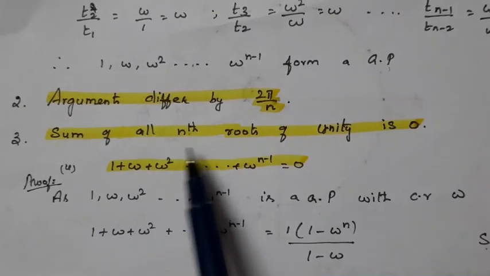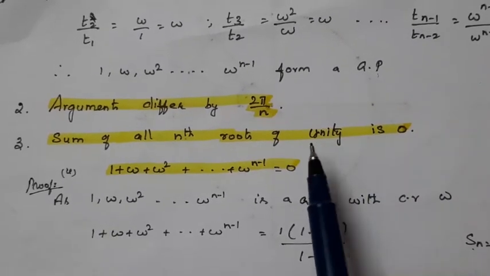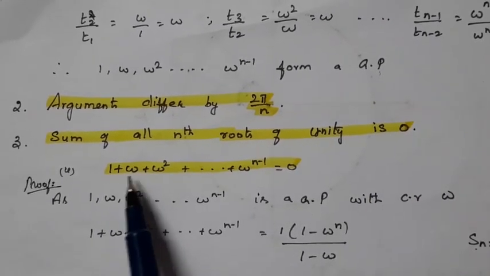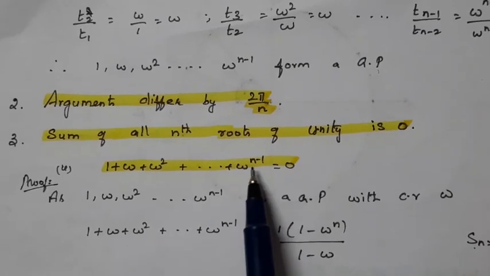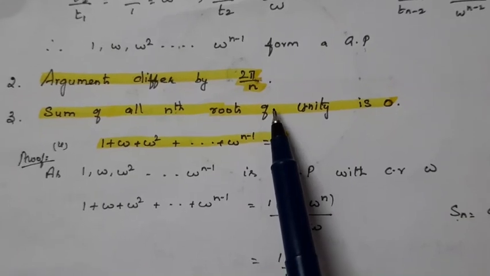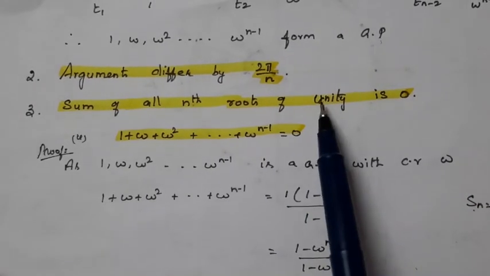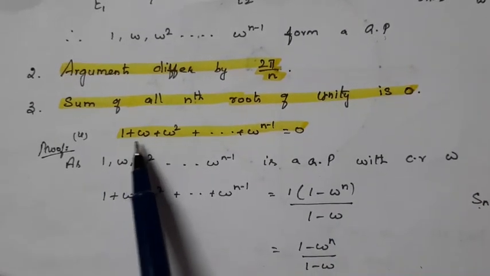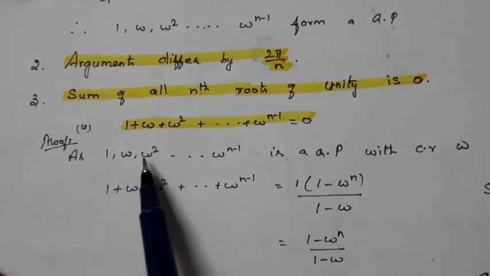Then, the sum of all the nth roots of unity is 0. That is, if you add all the nth roots, that is 1 plus omega plus omega squared, up to omega power n minus 1, the sum will be equal to 0. This is another property, the third property of nth roots of unity. Let us see how we got the sum as 0.